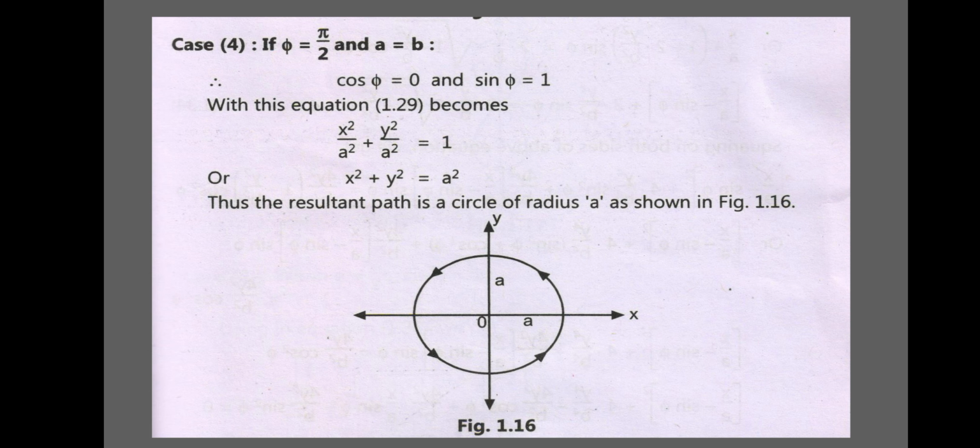Fourth case, if φ = π/2 and a is equal to b, then cos π/2 = 0 and sin π/2 = 1. Therefore the resultant equation becomes x²/a² + y²/a² = 1. Therefore x² + y² = a². Thus the resultant path is a circle of radius a as shown in figure.